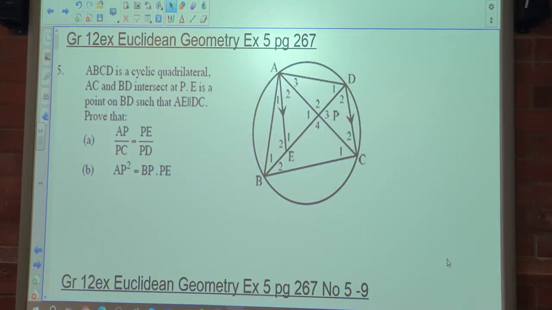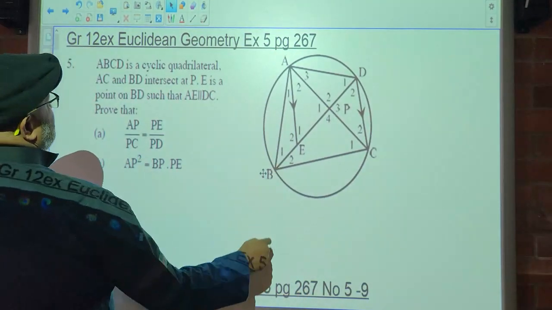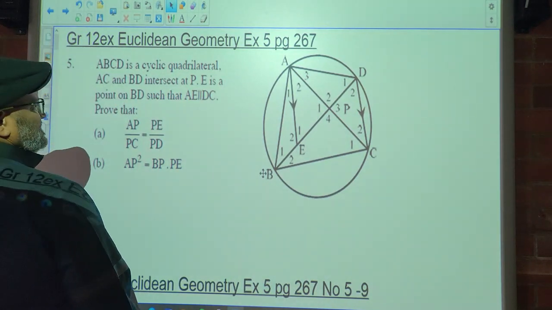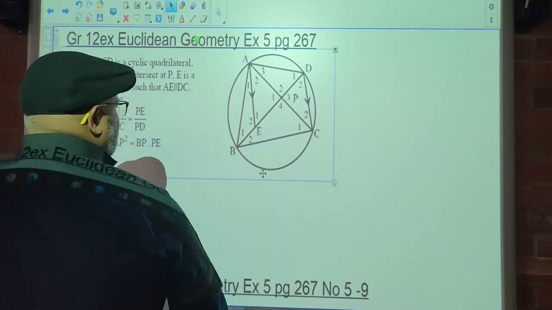Okay, good morning class. So today we're looking at geometry. Exercise 5 on page 267. We are told that ABCD is a cyclic quadrilateral. We believe ABCD is a cyclic quad. What do we know?